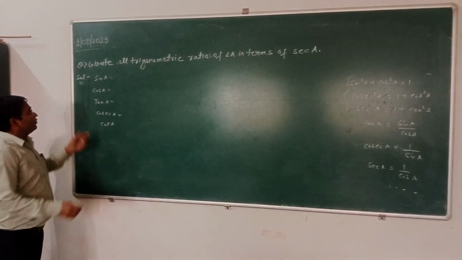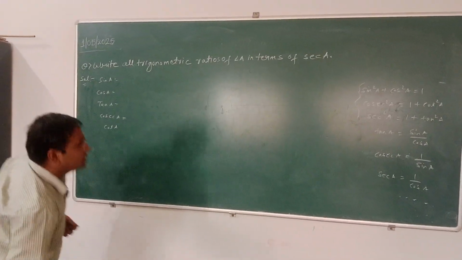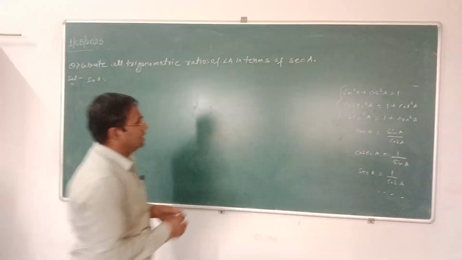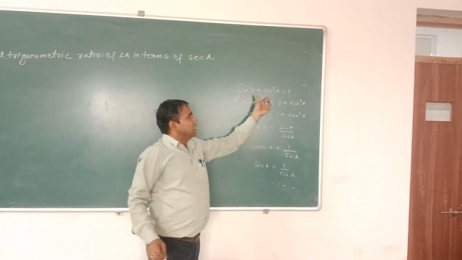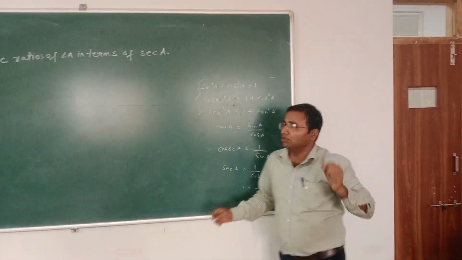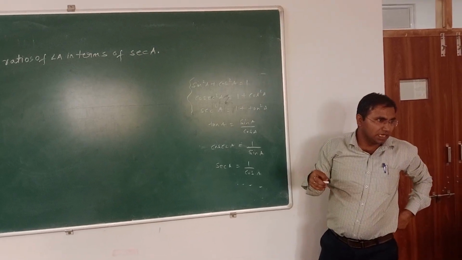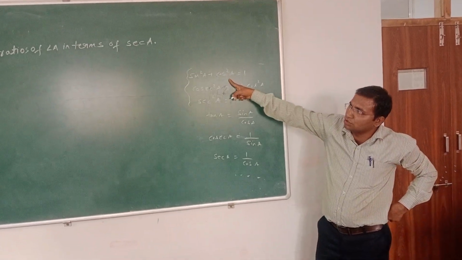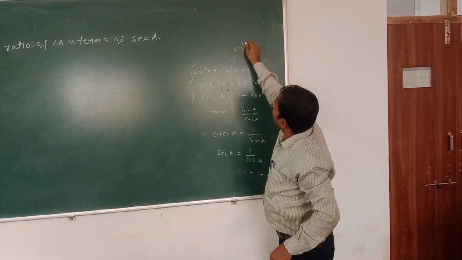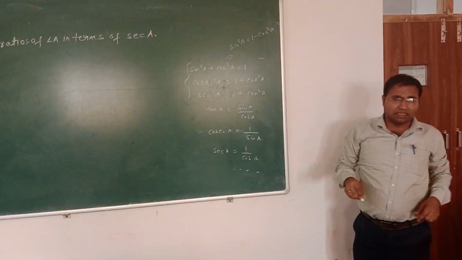So first we will see the sine. How will you write the sine in terms of sec A? See here in this identity, cos square is there. So you can write cos as 1 upon sec. So first of all, from here what will you write? Sin square A is equal to 1 minus cos square A. This you can write.